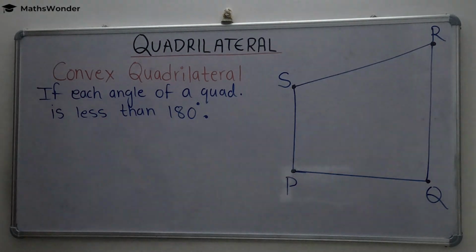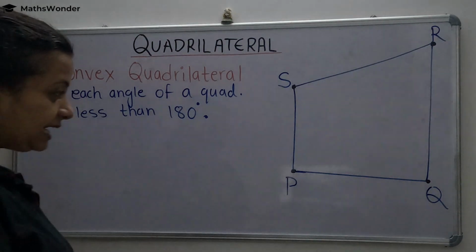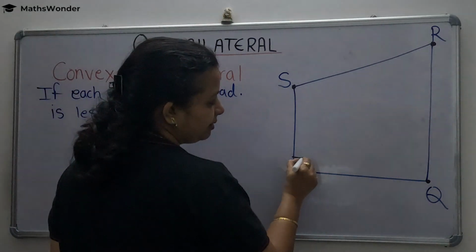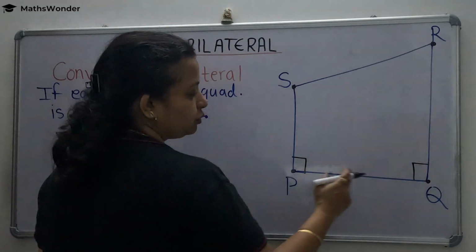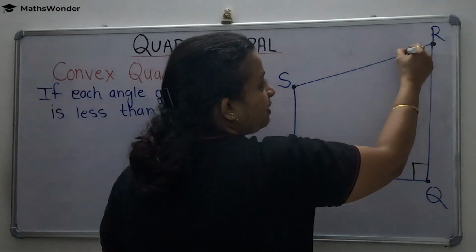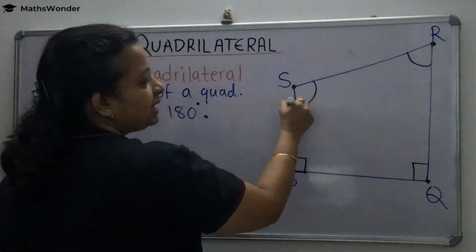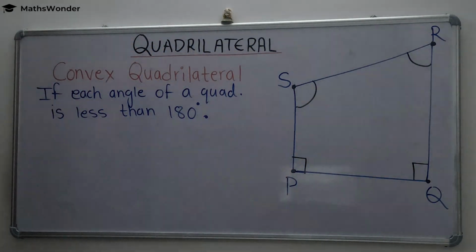Now you can see in this figure, all the angles are less than 180 degrees. We have already learned the types of angles, right? Here it is around 90 degrees, this is also 90, this is less than 180, and this is less than 180. 180 means a straight line, and no angle is a straight angle. So if each angle of a quadrilateral is less than 180, then it is called a convex quadrilateral.